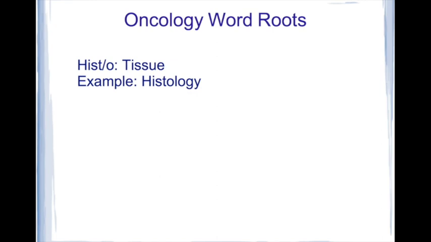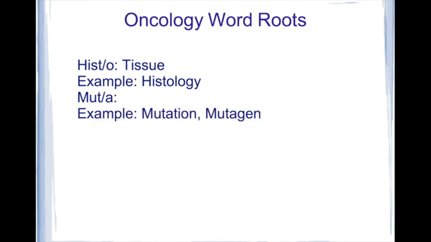Anyway, histology, study of tissue. So examining it is performing histology. Muta, like mutation or mutagen. Mutation is when something does what? Mutagens are things that produce what? Changes, specifically genetically. So when a genetic change occurs, something can happen like cancer.